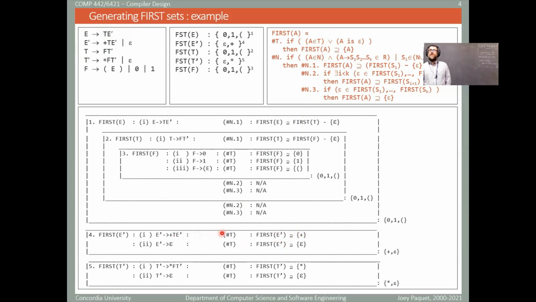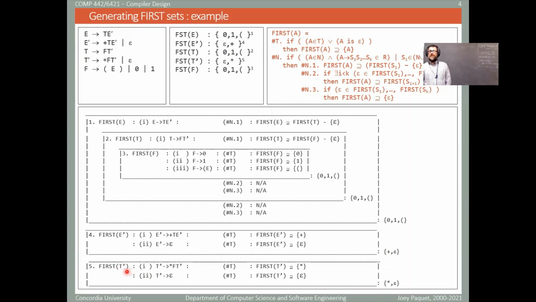And of course, this was a terminal symbol. That's the only rule that applies. Then we take the second rule, which is this one here, E prime gives epsilon. And then the only rule that applies is this one here. So we have that first of E prime includes epsilon. And that's all there is to it. So first of E prime contains plus and epsilon.